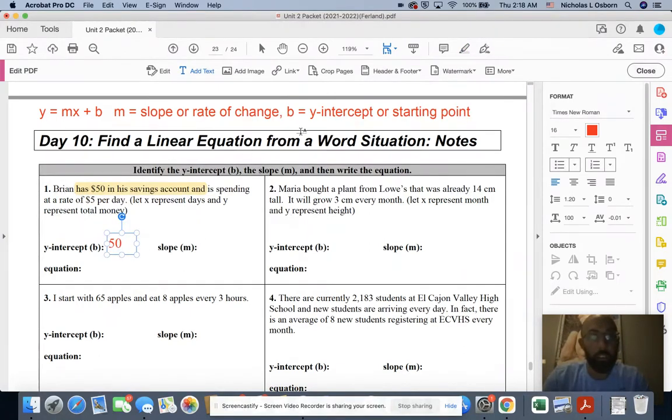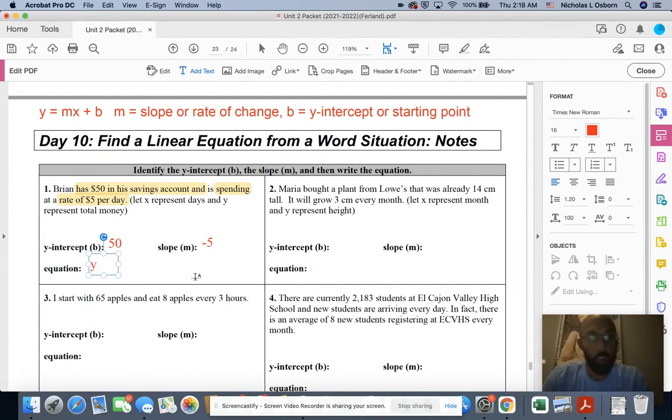Then the next part is spending. Now you got to be careful. Spending means that you are losing money, right? You're not getting more money by spending. You're actually losing money by spending at a rate of $5 every day. So every day he's spending $5. That's something that's changing constantly. And again, since it's spending, it's going to be -5. That's your slope.